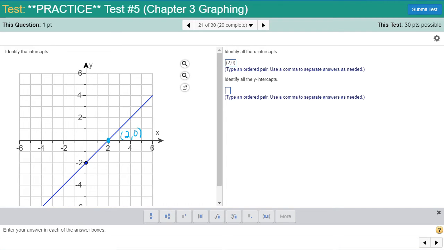How about the y-intercept? Where does this blue line cross the y-axis? Well, again, I can only see one place where this blue line crosses the y-axis, and it happens to be right there at that pink point, and we will identify that point as 0, -2. Well, how did we get that?